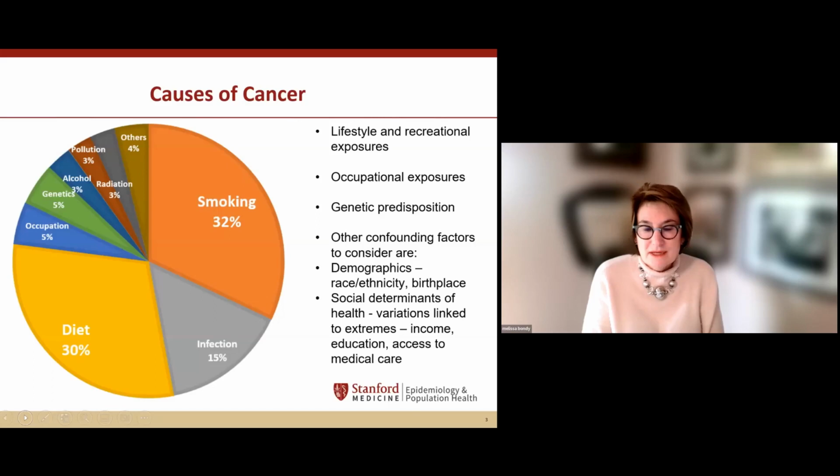As you can see, there are many types of risk factors associated with cancer. So studying a cluster is very difficult because of these competing causes of risk, including lifestyle and recreational exposures, occupational exposures, and genetic predisposition. But what also must be considered are some of these confounding factors, such as demographics, which is race, ethnicity, birthplace, and specifically social determinants of health, which are variations linked to extremes in income, extremes in education, and also access to medical care.